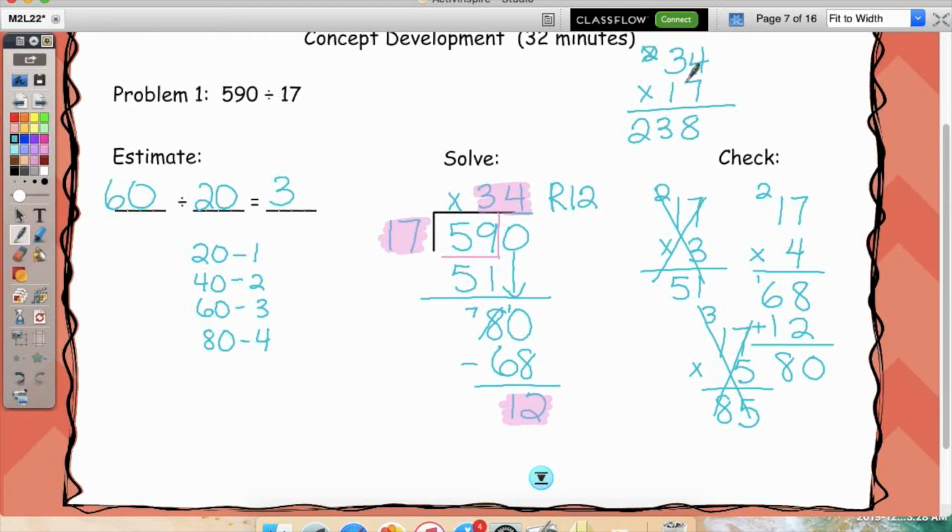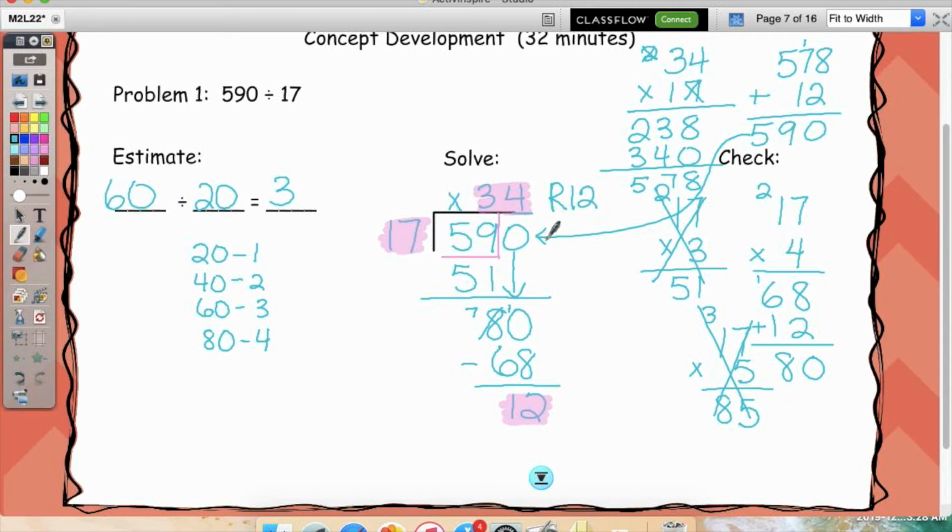Don't forget X's and O's. And we still have to add our remainder, don't we? I'm out of room, see? I'm just dragging it. Okay, is that the dividend I started with? 590. Yep. All right, so that's the whole problem.